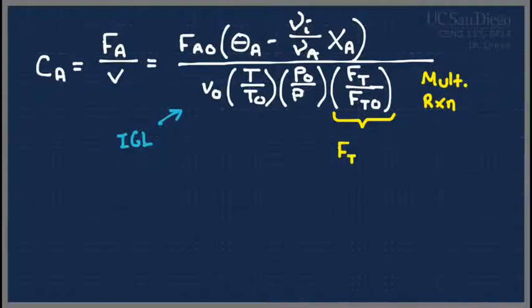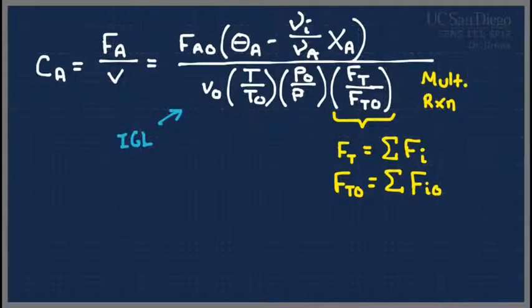So FT looks similar to the total moles that we would have had for a batch reactor. It's the sum of all of the molar flow rates of I. Similarly, FT0 is the sum of all of the inlet molar flow rates. And generally, when you have a multi-reaction system, these are the parameters that you sort of have access to inside of like a MATLAB script. And so this particular form is much easier for that V term on the bottom. The form on the top, you don't really have an option for that. It has to stay in a fairly complicated form, but that's okay.